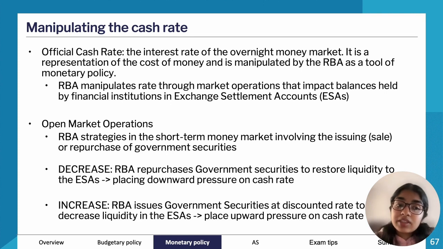If the RBA wants to increase the cash rate, then it issues government securities. It sells those government securities at a discounted rate to financial institutions, right? When they buy it, they now have less liquidity, so less money that they can immediately let people borrow, and this places upward pressure on the cash rate. So there's limited credit, higher pressure on the cash rate, passed on to consumers in the form of higher interest rates.